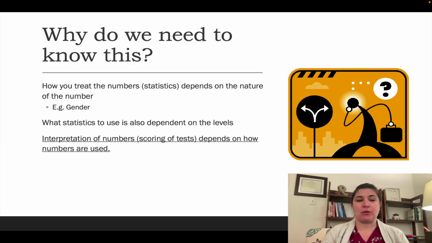So why do we need to know this? We need to know how you treat the numbers or the statistics depends on the nature of the number, for example, gender. What statistics do we use is also dependent on the levels of measurement. How we interpret the numbers or the scoring of the test depends on how the numbers are used.